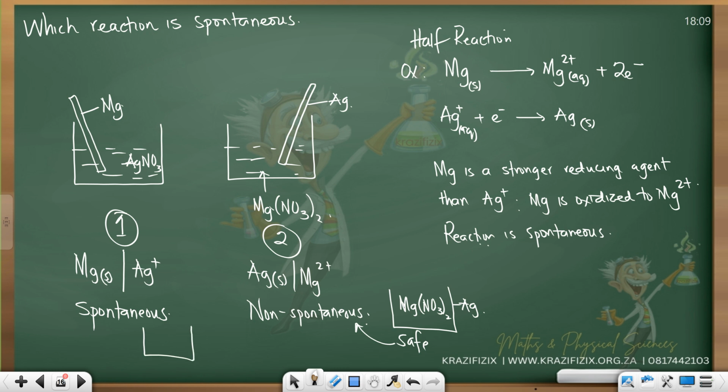Because check, if I were to keep this and have Mg here and have silver nitrate here, what's going to happen to my Mg solid? Do you notice it will be oxidized to what? Mg2 plus. Hence, it's going to have what? Holes in it. Because the reaction is spontaneous. All right.